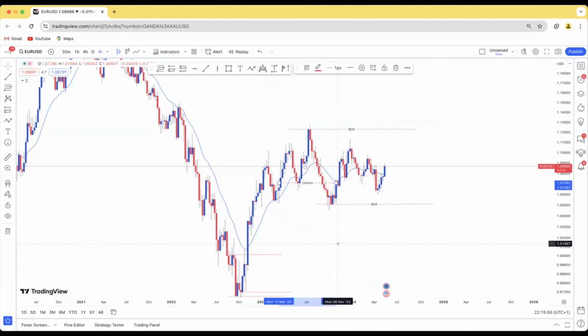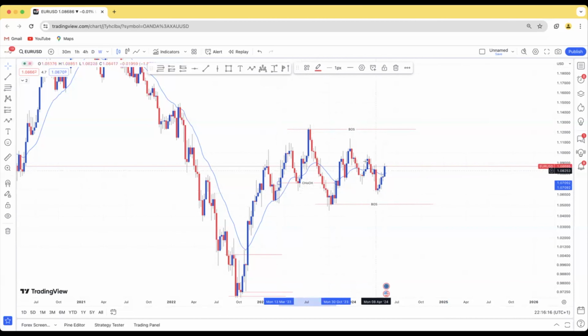Okay, it's just a change of character. It's not a change of structure. It's not a break of structure. It is just a change of character. For a BOS to occur, it must break this low or it must break this high. So this is just a change of character. And now a change of character signifies a potential change of structure.